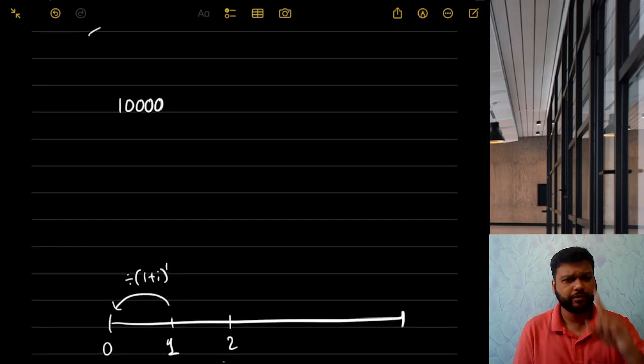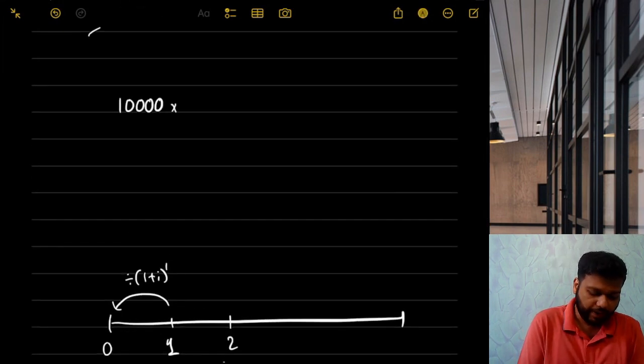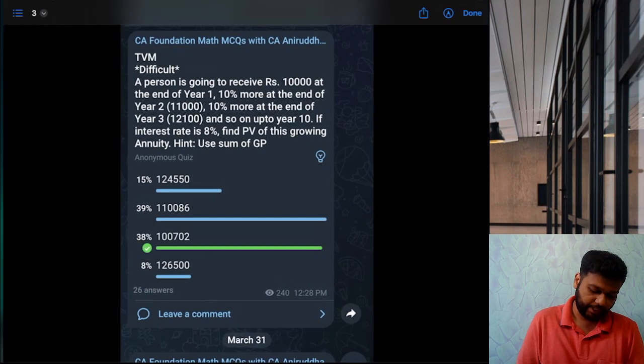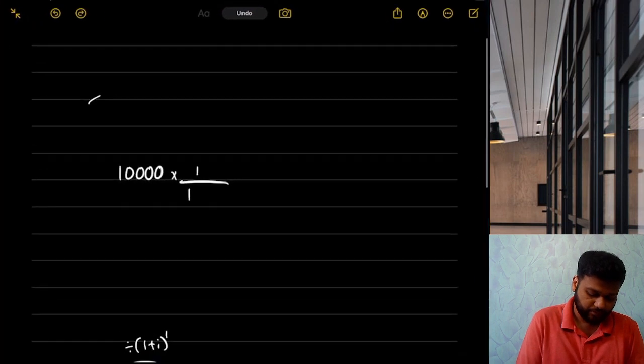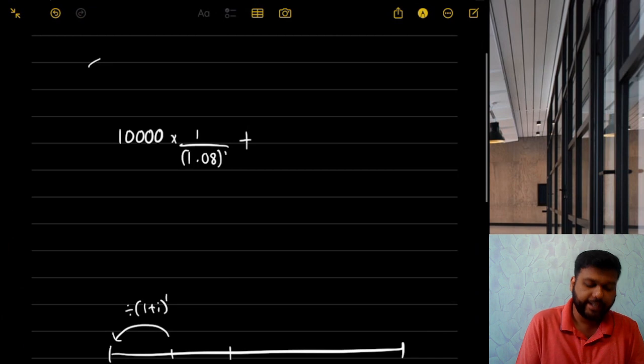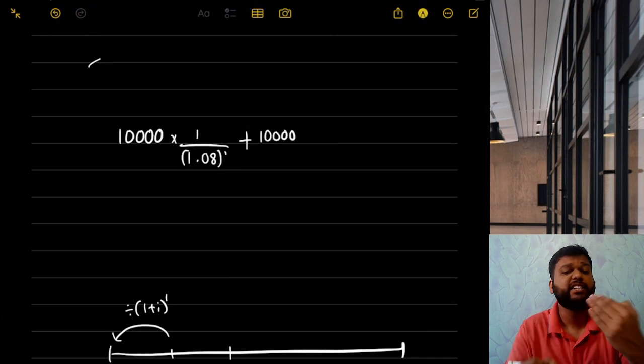So we have 10,000 which is in year 1. Let's divide it by 1 plus i. i is what? They have given, right? 8%. So 1.08 raised to 1. Fine. In the second year, let's add that 10,000 will increase by 10%.